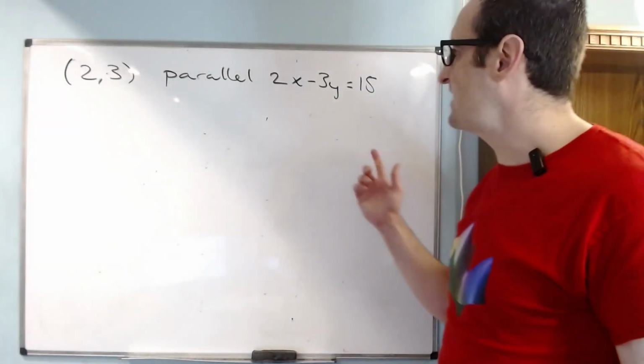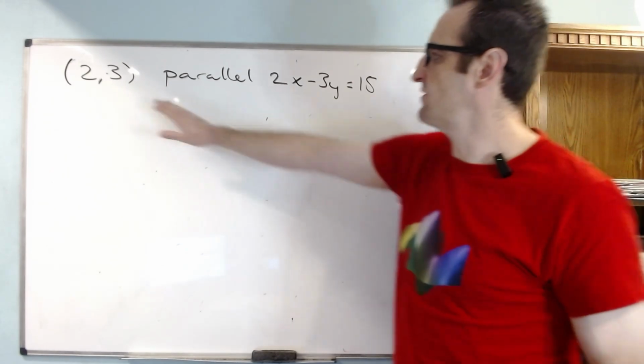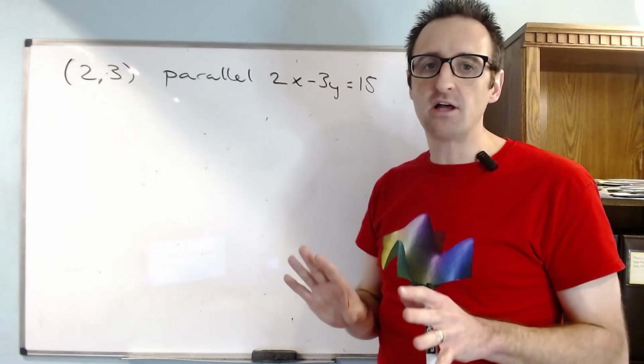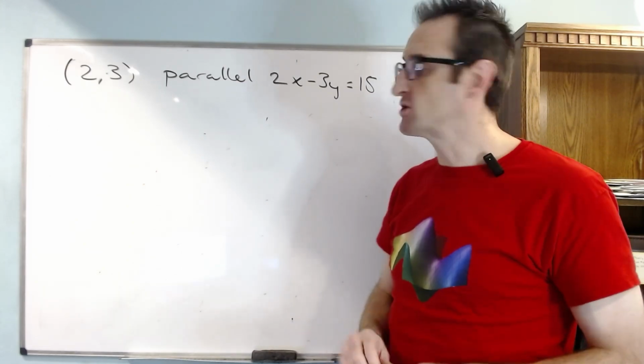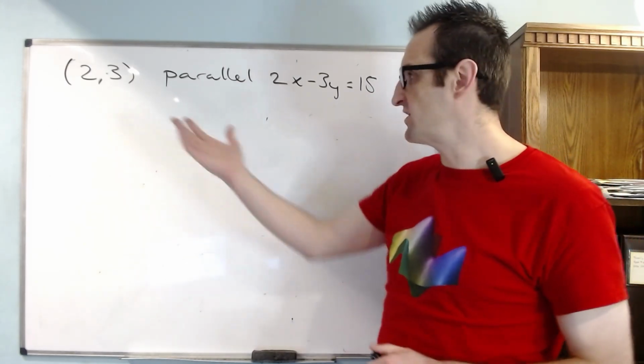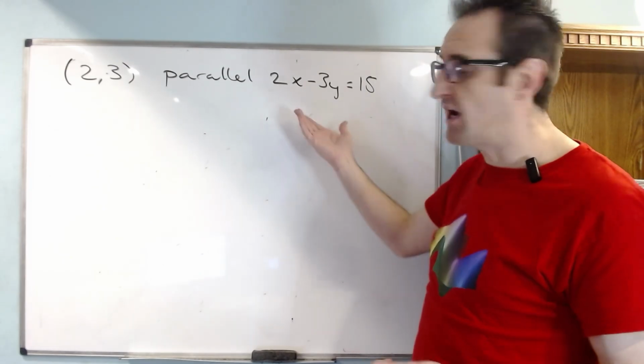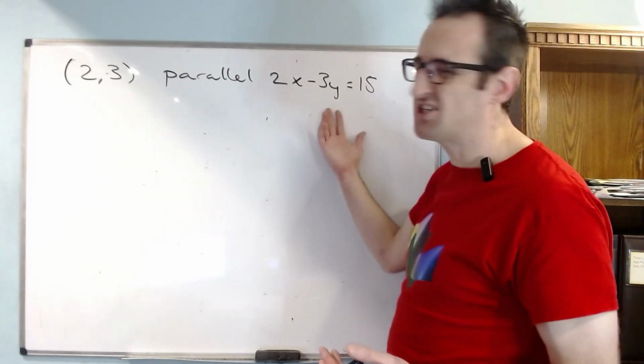So here we want to find the slope-intercept form of the equation of a line that goes through this point and is parallel to this line here. Parallel means that they have the same slope. So in order to find the slope of the line that we want that goes through this point, we first have to identify the slope of this line. To do that, you can put it into slope-intercept form, which is just solving for y.